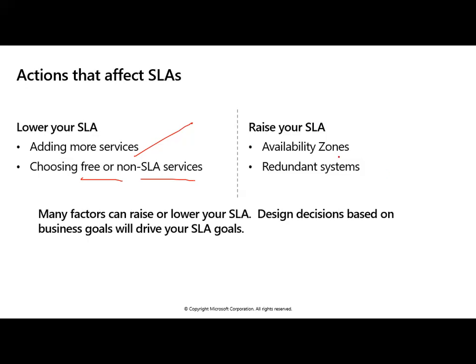Whereas if you're going for availability zones or redundant systems, you want to create duplication, implement disaster recovery plans, or enable read access secondary locations, these kinds of actions raise your SLA because you are going for more advanced services. The higher the service, the higher the SLA. So many factors can raise or lower your SLA. Whenever you are making any decision, make sure that your decisions are based on what business goals you want to drive from your SLA goals.